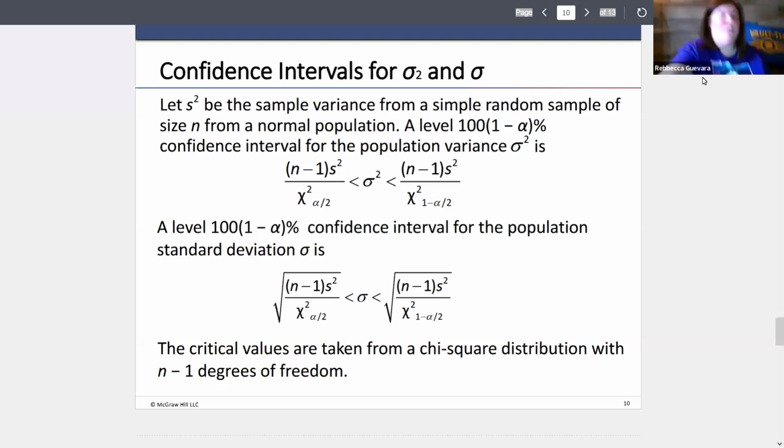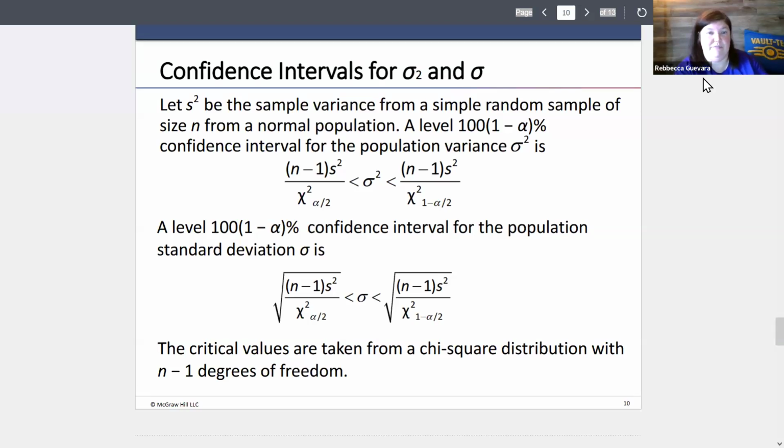All right. So we're going to start constructing confidence intervals. So this is a confidence interval for a population variance, so your sigma squared, or a standard deviation, so just your sigma. So let S squared be the sample variance from a simple random sample of size n from a normal population. Let 100 times 1 minus alpha be your confidence level for your confidence interval for a population variance of sigma squared.